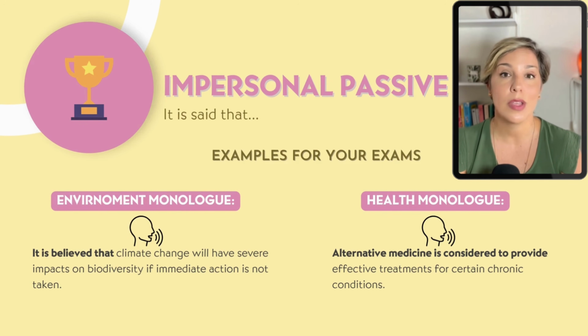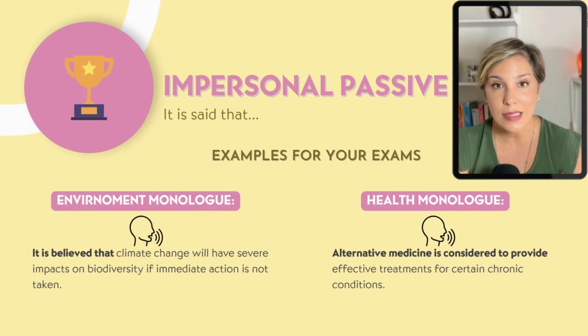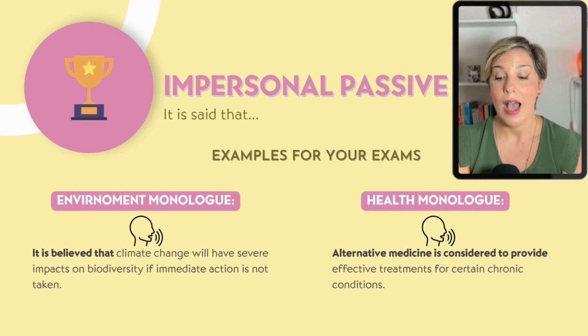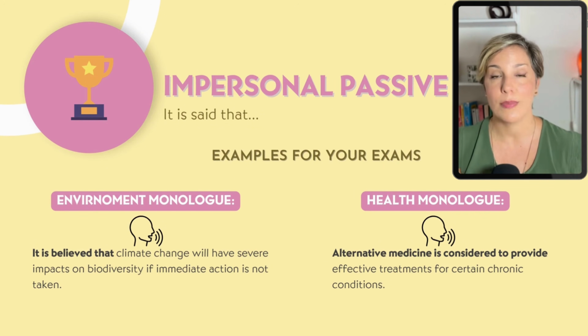And imagine that you have to deal with a health monologue. You can say alternative medicine is considered to provide effective treatments for certain chronic conditions. Again, I am using here an impersonal passive of the second type that we just saw, when you have the subject at the beginning, in this case alternative medicine. It's a very cool way to introduce the information for your monologues and your oral exam.